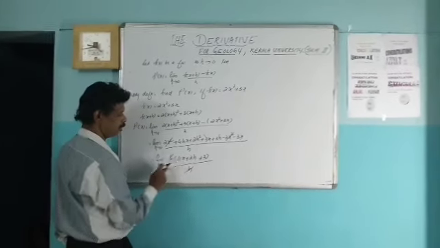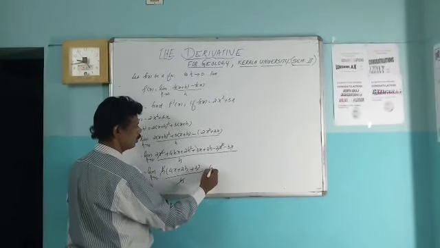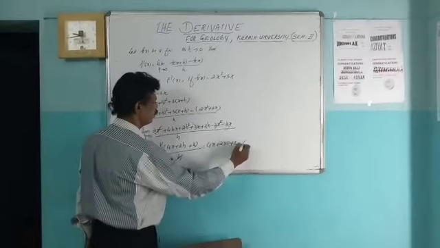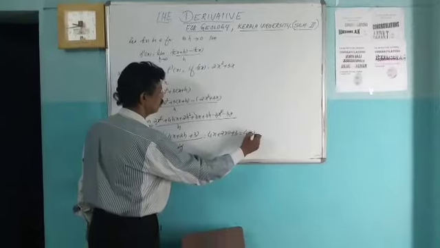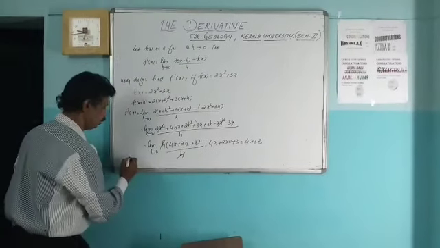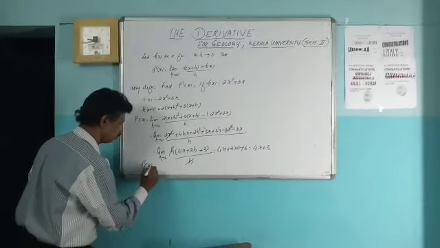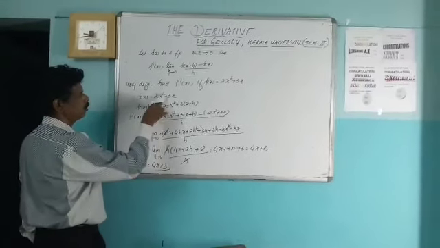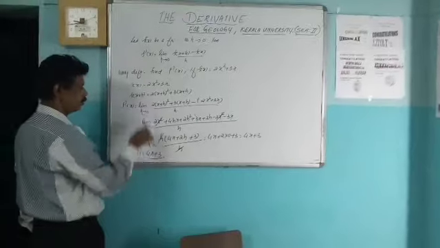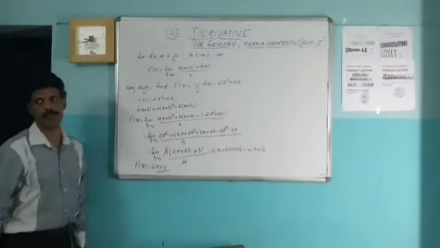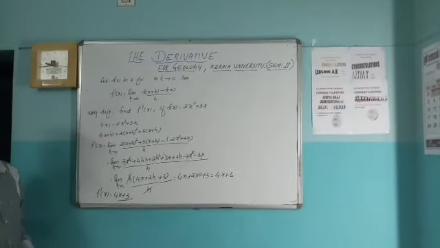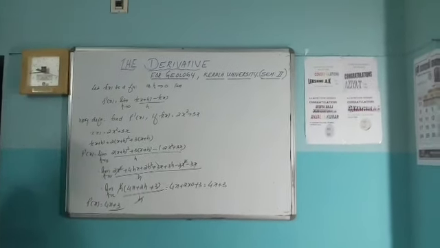h and h cancel. Apply the limit: 4x plus 2 into 0 plus 3. So we can write f dash x equal to 4x plus 3. Using the definition, the derivative of 2x square plus 3x is f dash x equal to 4x plus 3. Any doubts?